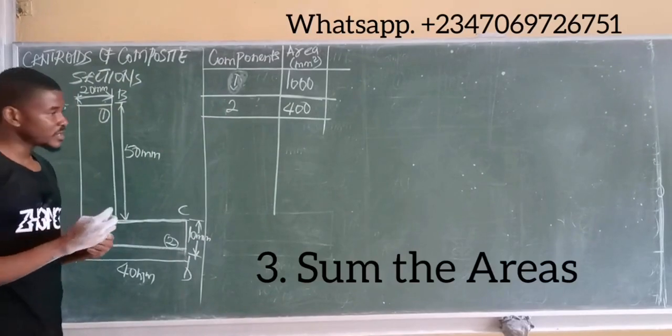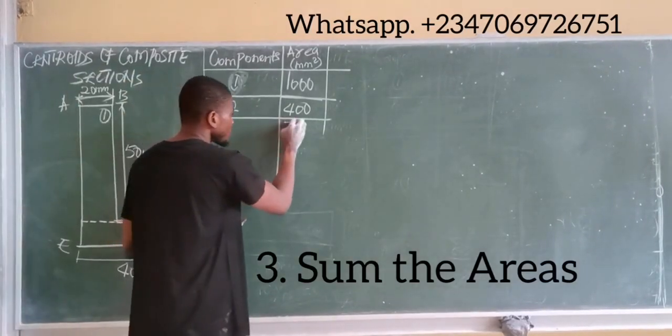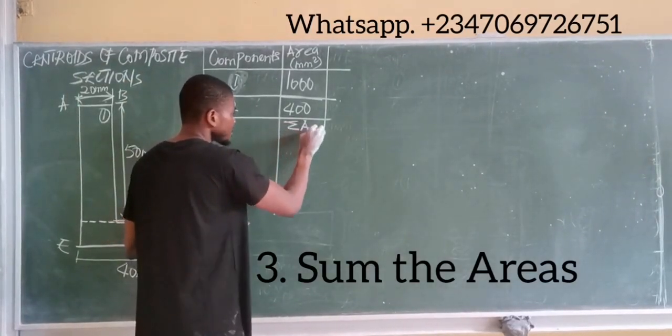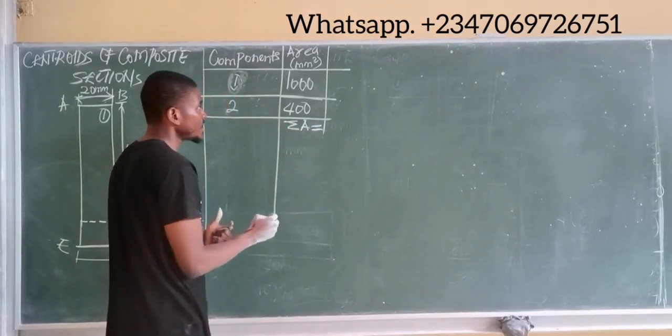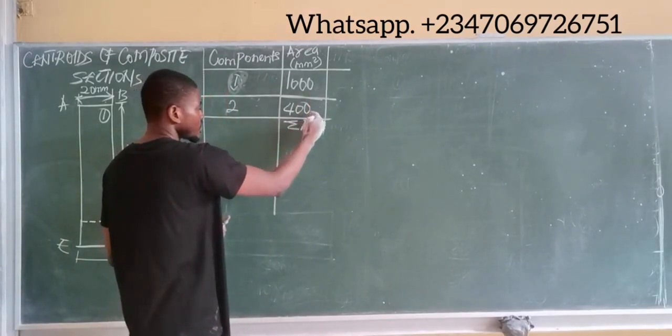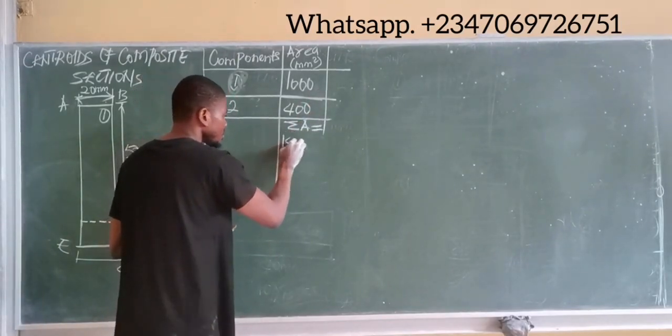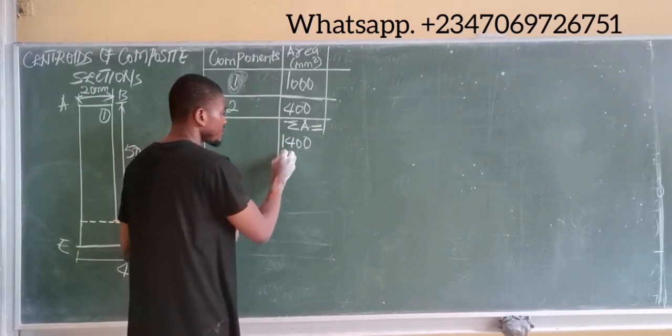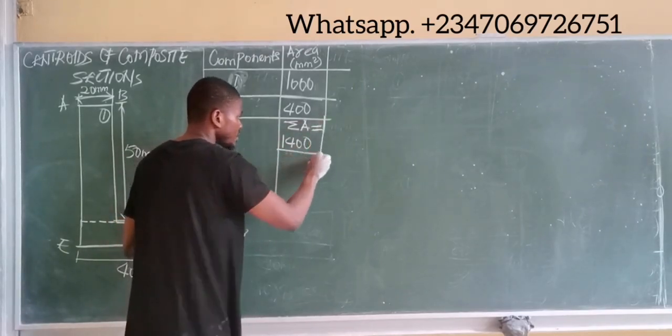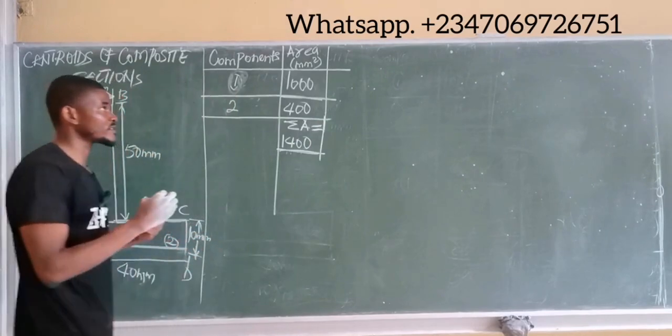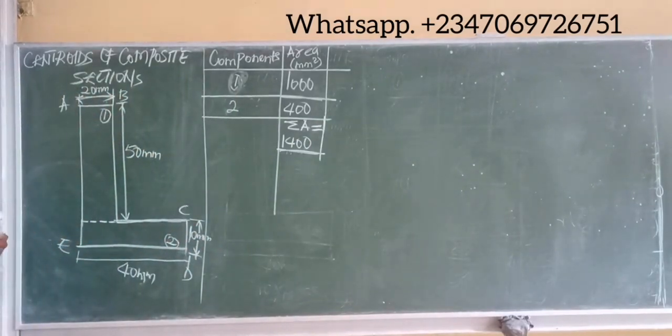After obtaining these areas, the next thing to do is to sum the area up. So we have the summation of the area. Simply add all the areas together. So if I add 1000 to 400, I will have 1400 millimeter squared. So this becomes the summation of the entire area. So these are the very first two things to do.